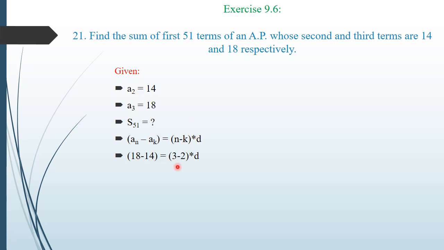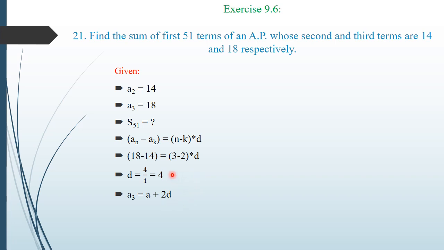Therefore, 18 minus 14 is equal to 3 minus 2 into d. When I take this bracket on the left hand side, it will be d is equal to 18 minus 14 is 4, and 3 minus 2 is 1. Therefore, common difference of this AP is going to be equal to 4.